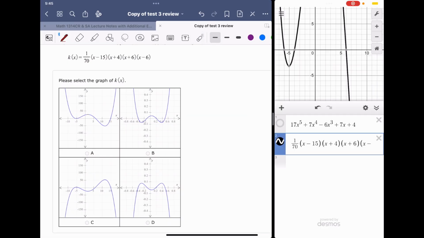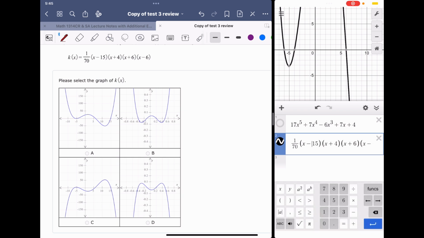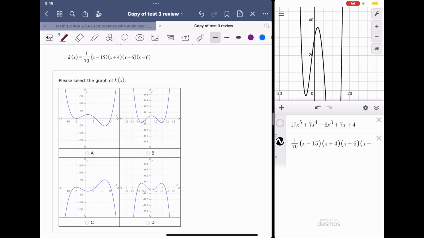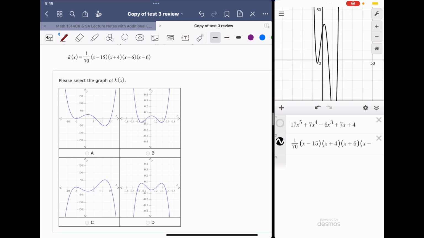All right, so there it is on the bottom. It has all those zeros. So it's x minus 5, x plus 4, x plus 6, x minus 6, and then there was a 1 over 70. Now, I can't really tell what I'm looking at. So go to home. It doesn't really show, so I can zoom in. You have to be able to pinch the window.